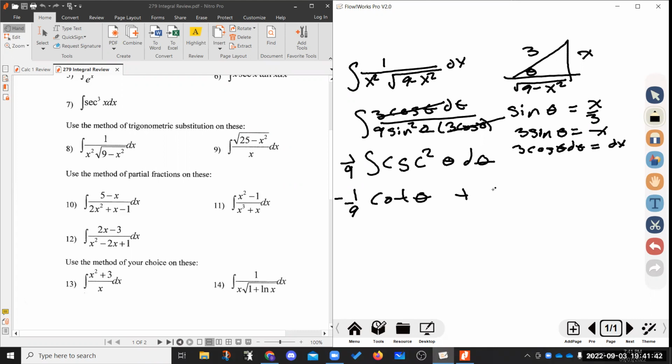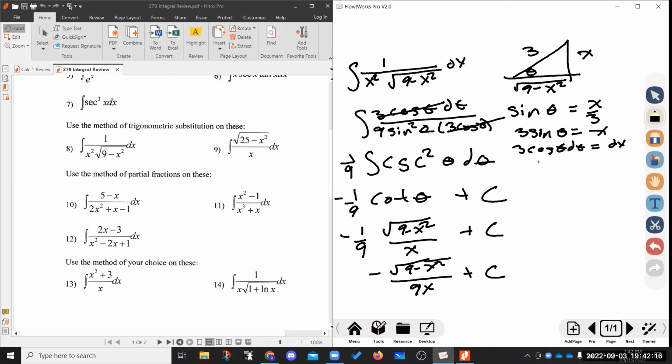Theta plus C. The derivative of tangent is secant squared. The derivative of cotangent is negative cosecant squared. So there we go. We're going to go back and look for what cotangent is. Cotangent is going to be adjacent over opposite. So this is going to be the square root of 9 minus x squared over x plus c. It's negative the square root of 9 minus x squared over 9x plus c.